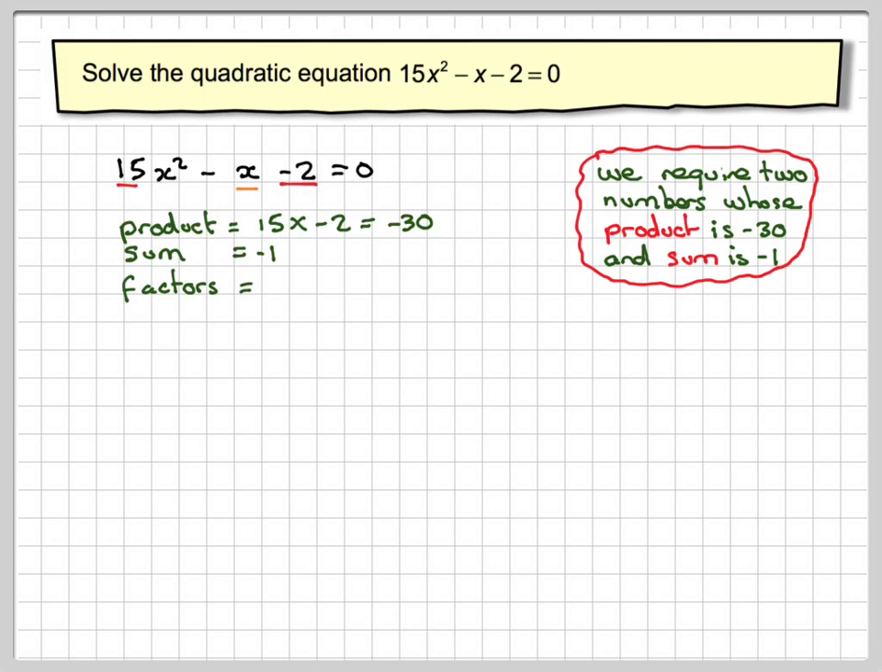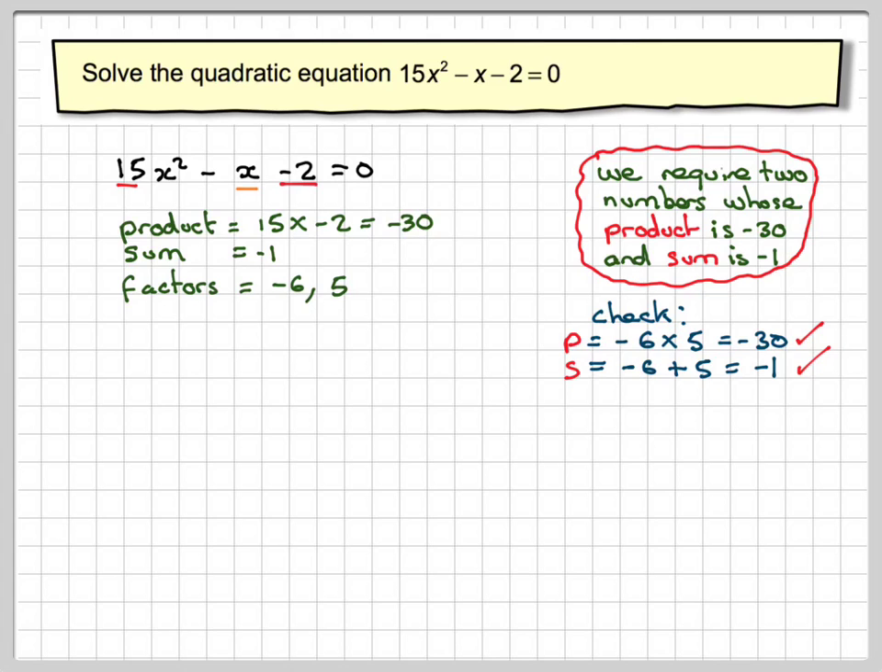But it doesn't take long to list the factor pairs and come up with the numbers minus 6 and 5. Now you can check this by doing the product, which is minus 6 times 5, which is minus 30, which is what I wanted, so that lines up. And then the sum, minus 6 plus 5, which gives me minus 1, which is what I wanted.